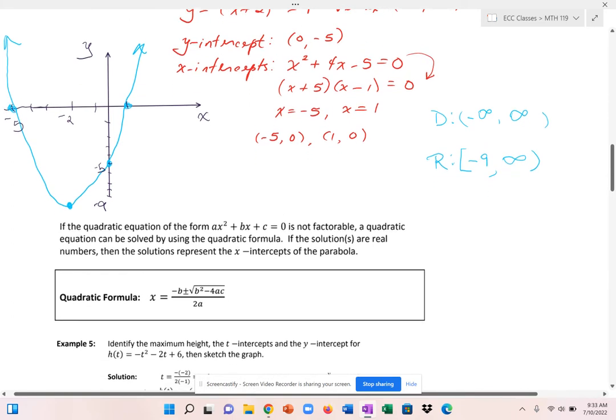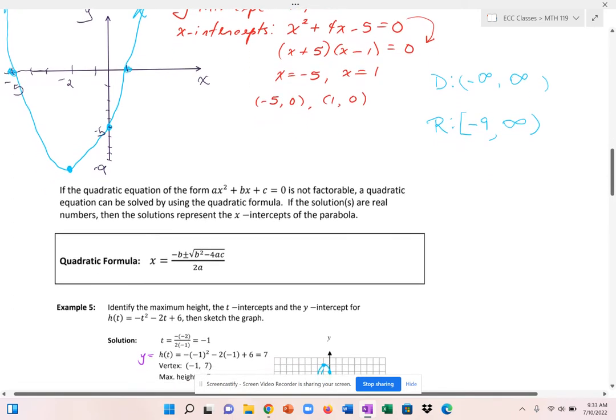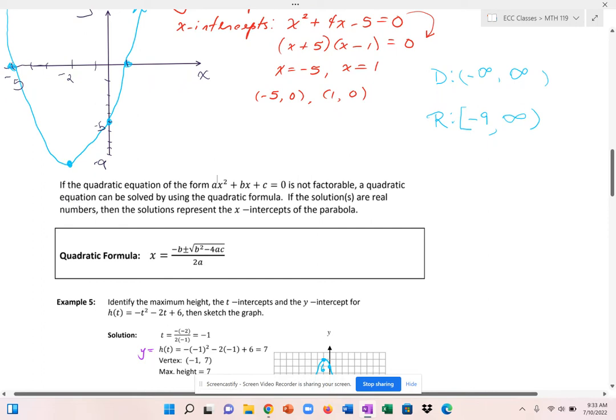So here, you're asked to identify the maximum height, the t-intercepts, and the y-intercept for h of t equal to negative t squared minus 2t plus 6. Here the maximum is going to be the vertex because this is an upside down parabola. That negative in front of the t squared means it will be a downward facing parabola. So my vertex is the maximum.